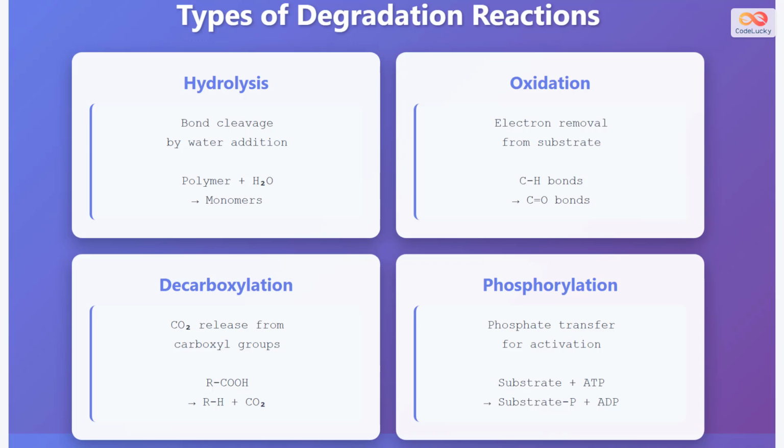Catabolism employs four main types of degradation reactions. Hydrolysis uses water to cleave bonds, breaking polymers into monomers. Oxidation removes electrons from substrates, converting carbon-hydrogen bonds into carbon-oxygen double bonds. Decarboxylation releases carbon dioxide from carboxyl groups. Phosphorylation transfers phosphate groups from ATP to substrates, activating them for further breakdown. Each reaction type serves a specific purpose in the overall degradation process.